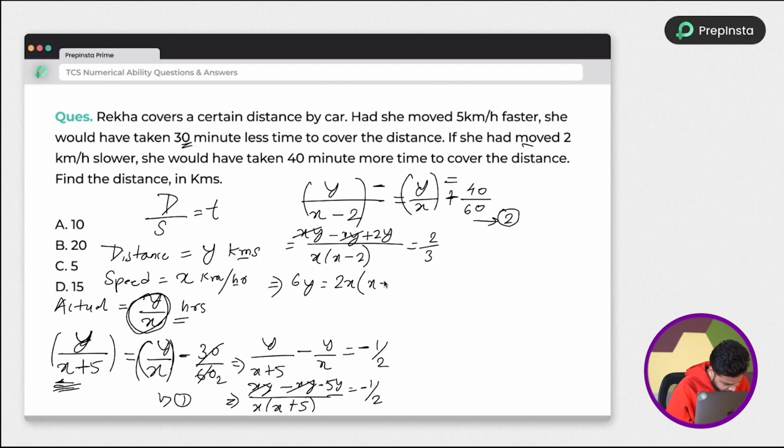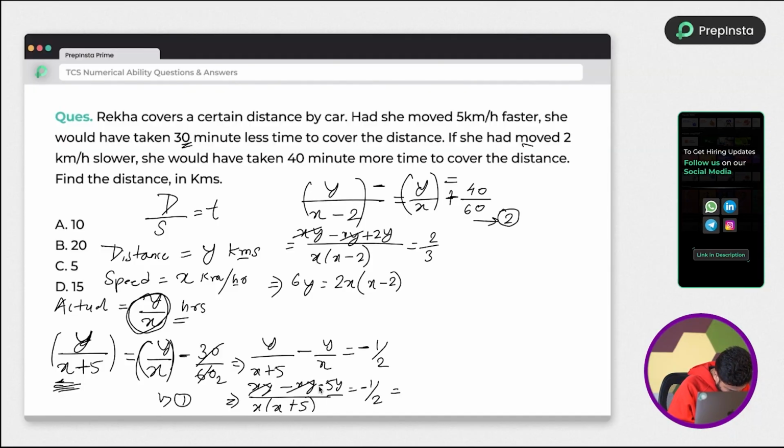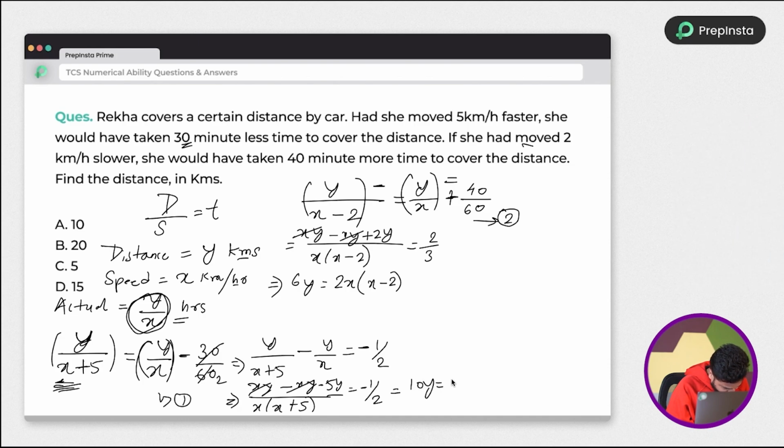2x into x minus 2. What I'll get here is 10y equals x into x plus 5. Are you guys getting it or not? Yes.